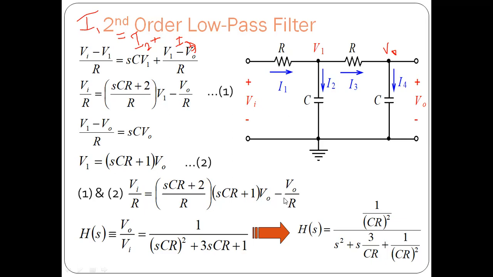So we are going to remove this V1. That is why, finally, we want the gain, that is V naught by Vi. For that reason we are going to do this. So finally, V naught terms will be coming at the right hand side, and VA terms will be coming at the left hand side.